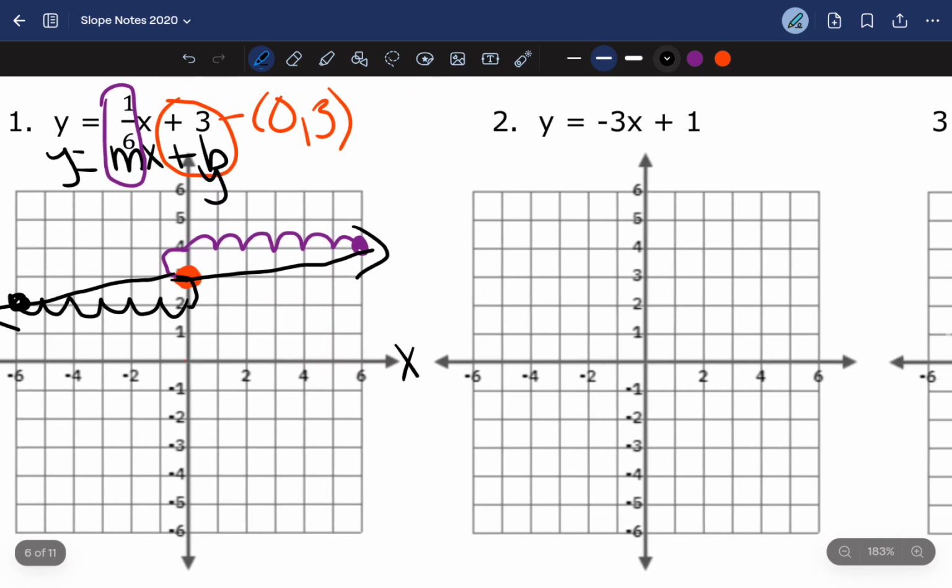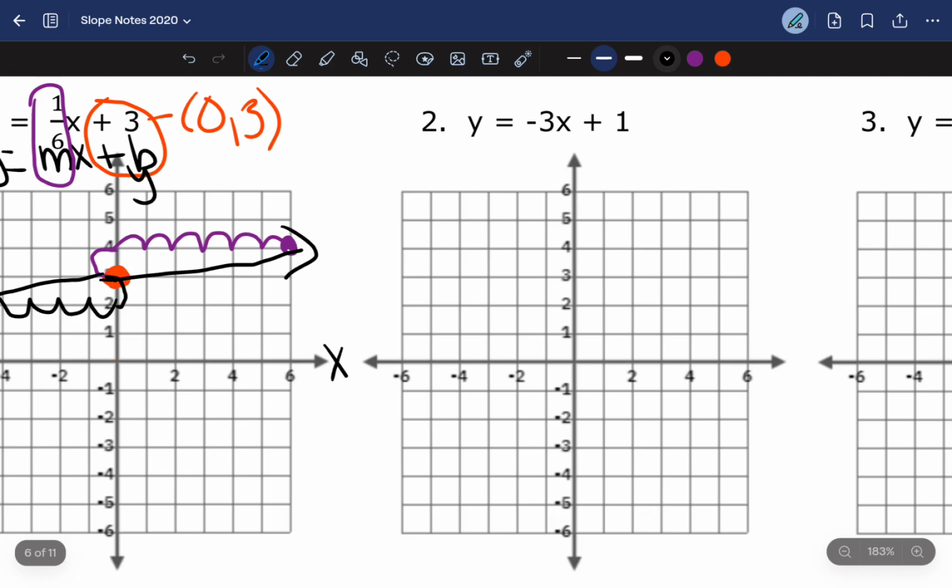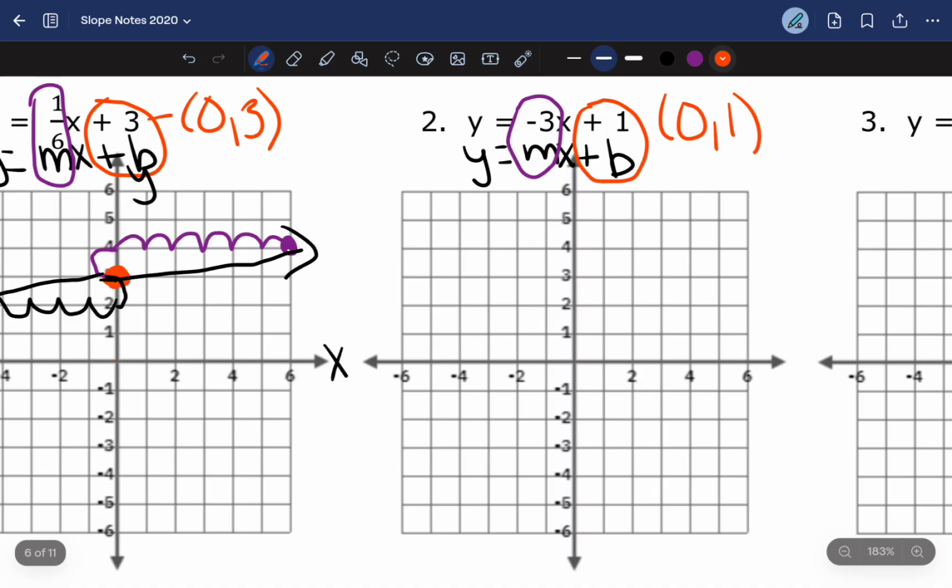Okay, now let's take a look at number 2. So number 2, it says y equals negative 3x plus 1. So I'm going to write our slope-intercept formula, which is y equals mx plus b. So remember, m represents our slope or rate of change, and then b represents our y-intercept. So remember that coordinate, I'm looking at it, it is plus 1, so I would start at 0, 1.